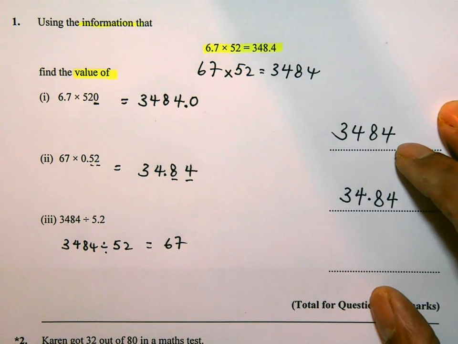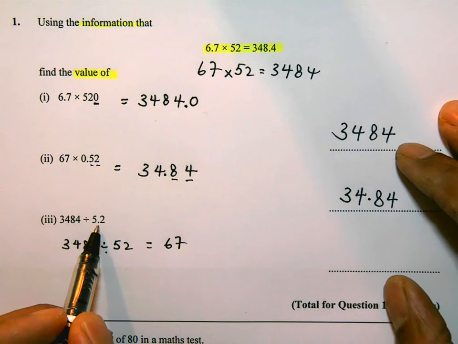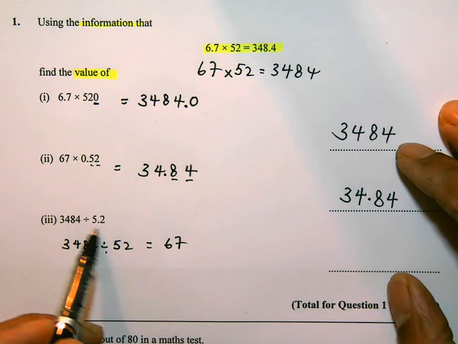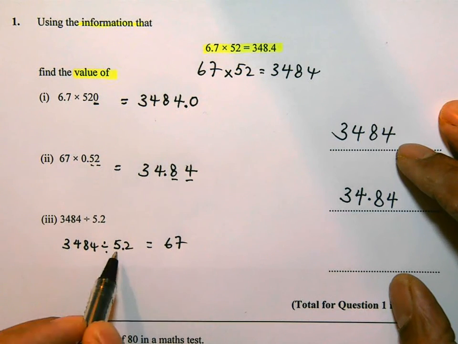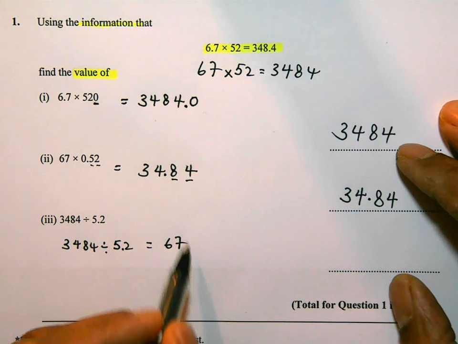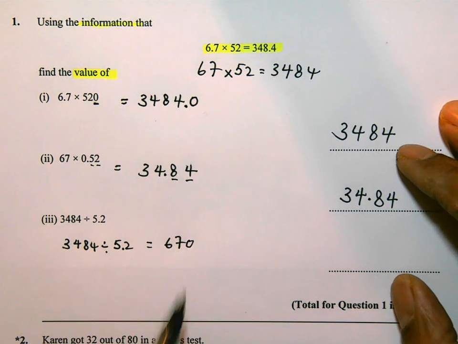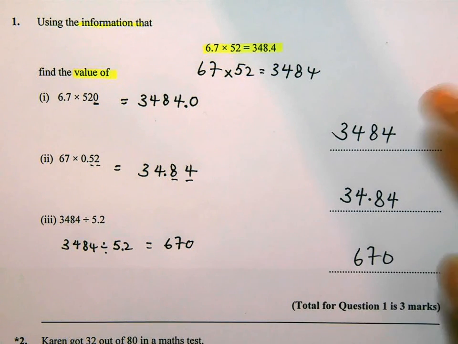So how do I work out 3,484 divided by 5.2? I'm dividing by something a factor of 10 smaller. So when I add on the decimal point here to make it 5.2, my answer is going to be bigger by a factor of 10. If I times this by 10, it's 670. So that's my answer to this part, 670.